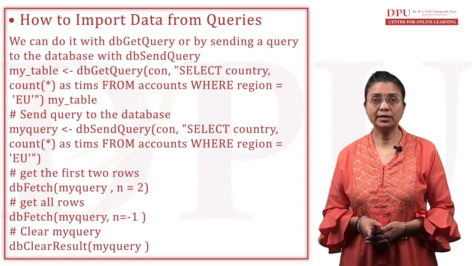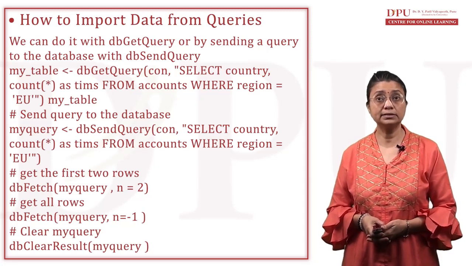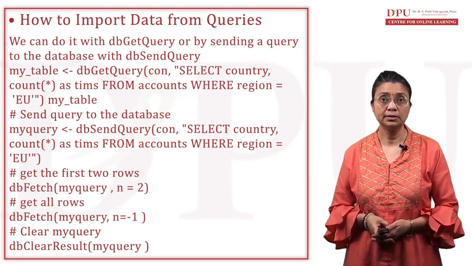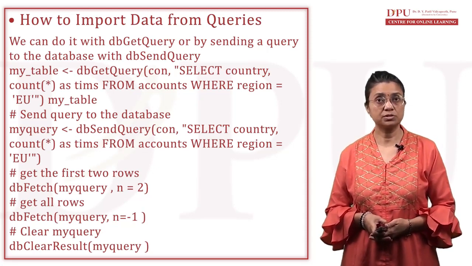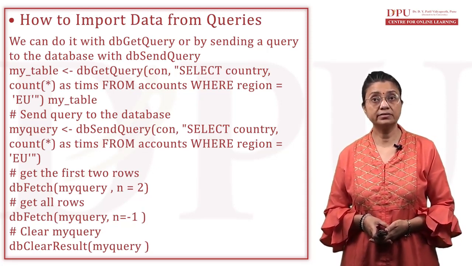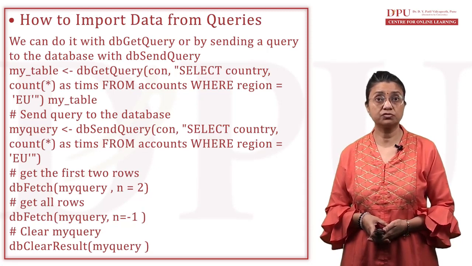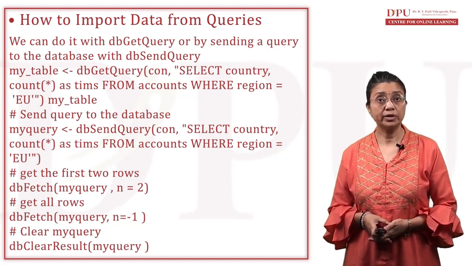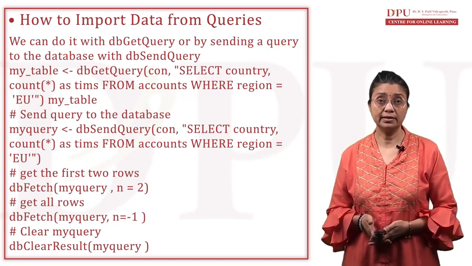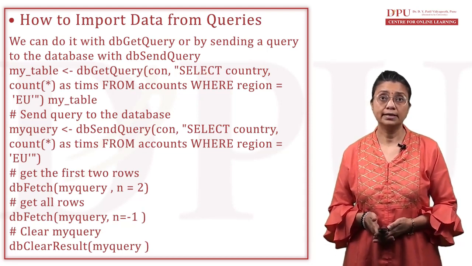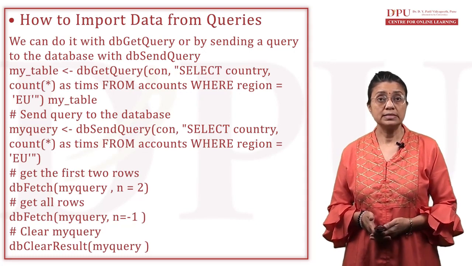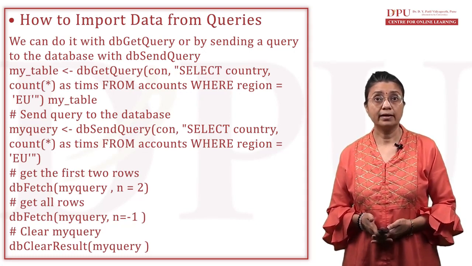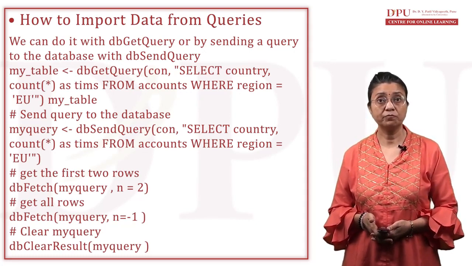So you can see over here that if the query is sent to a database, how will I do it? db send query. Within brackets, I pass con, which is my connection. Then select country, count as TIMS, from accounts where region is equal to EU. And this entire thing is stored into a query variable. So you can see the variable name is my query, and I have stored this in the variable my query.